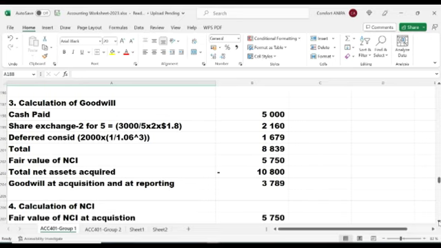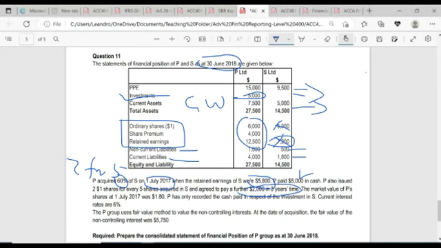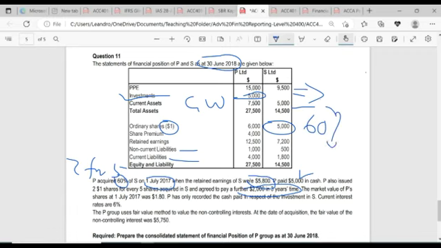The total number of shares of S is 5,000. Go back, look at the question. When I say it, don't believe it. Go check the figures for yourself. The total number of shares is 5,000 in S because the ordinary shares are issued at $1 and therefore there are 5,000 shares. So if they acquired 60%, 60% of 5,000 will be 3,000 for P, and therefore the remaining 40% will be 2,000, which is for NCI.